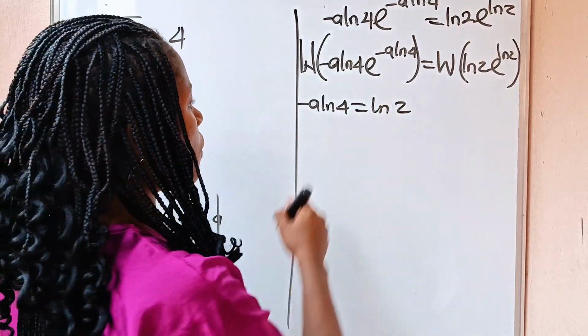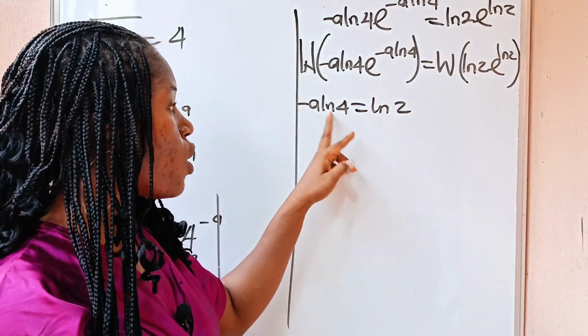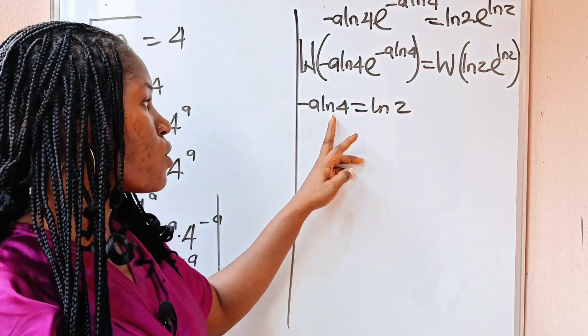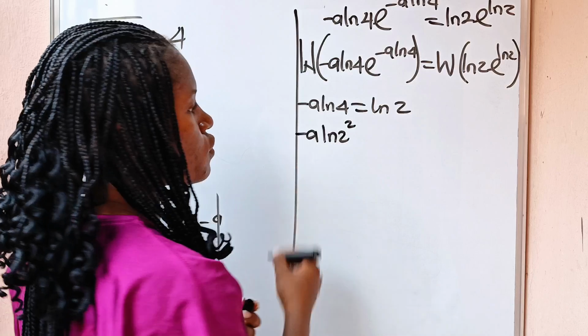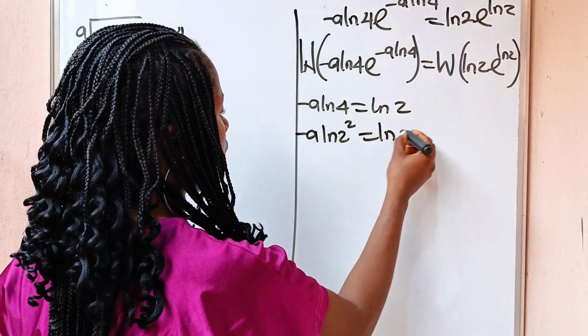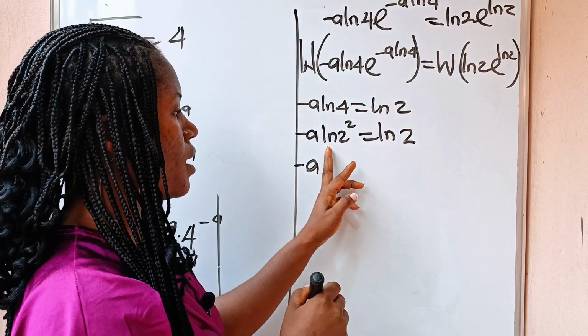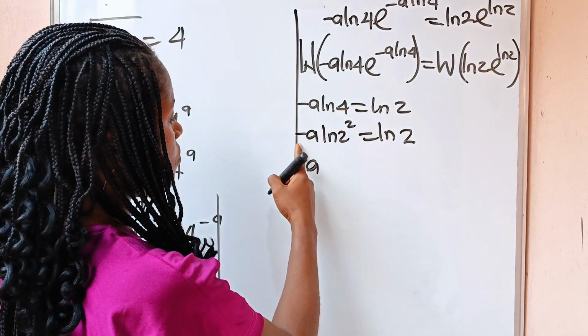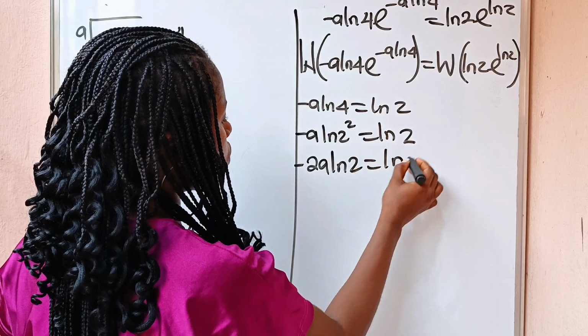All right, now we have ln 4 here, but we have ln 2 here. In order to solve this successfully, we need to put this in ln 2 as well. So ln 4, how do we get ln 2 from here? This is the same thing as ln 2 to the power of 2. So we have minus a, and the 2 comes down to multiply ln 2. And when 2 comes out, we have minus 2a, right? Minus 2a ln 2 is equal to ln 2.